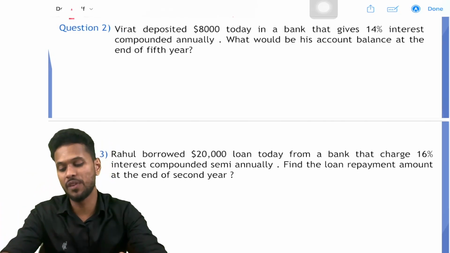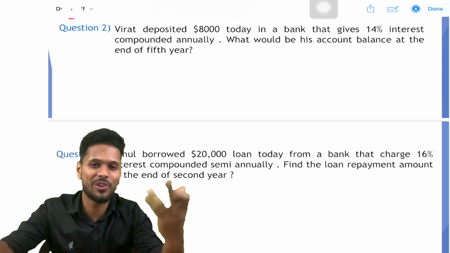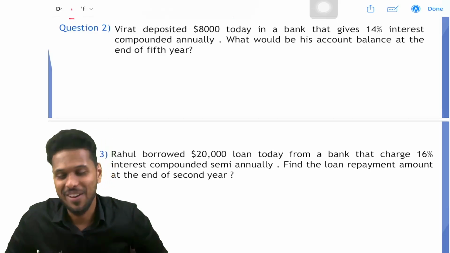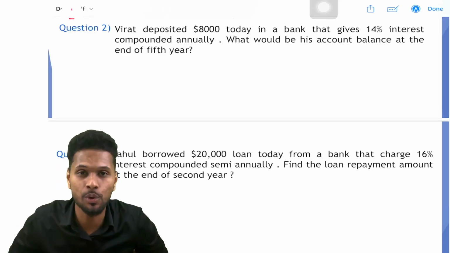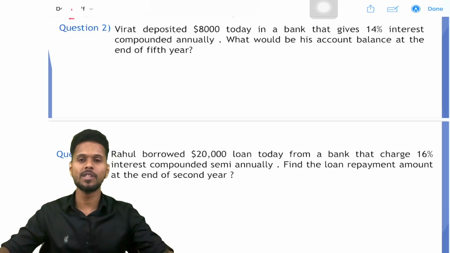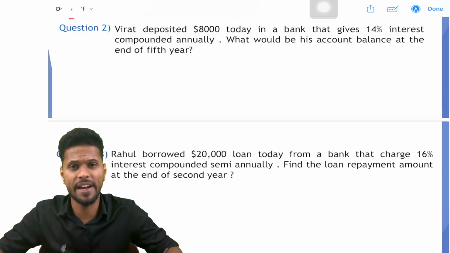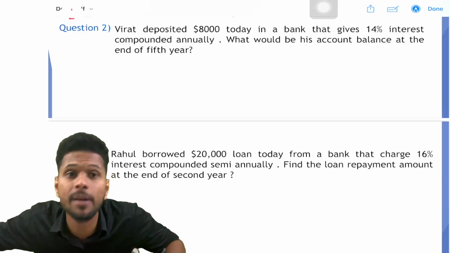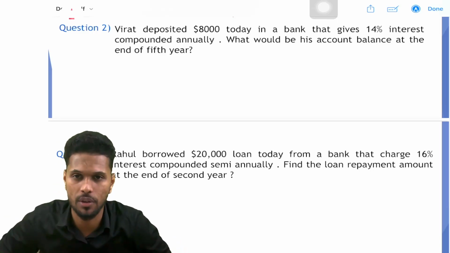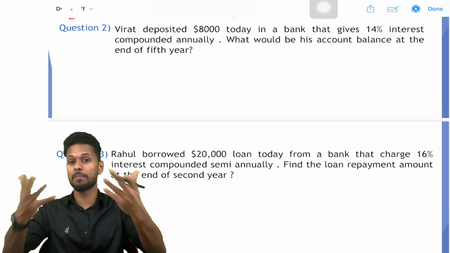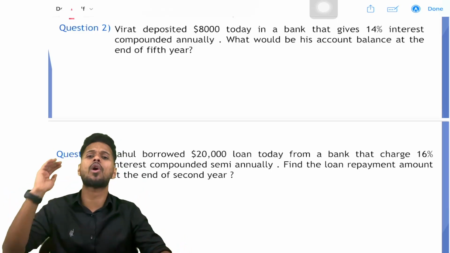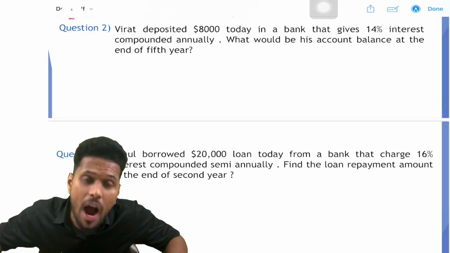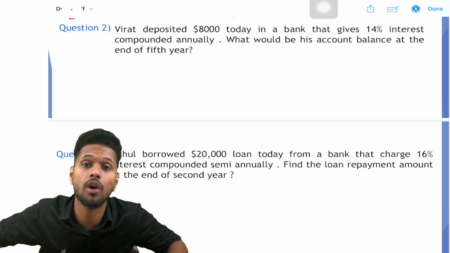So question number 2 is Virat. Just a name, Virat Kohli. We all know that, a great cricket player. Anyway, Virat Kohli deposited 8,000 today in a bank. Today means year 0. It gives 14% compounded interest annually. Okay, it is compounded interest, not simple interest, and the compounding is done annually. What would be his account balance at the end of the 5th year?